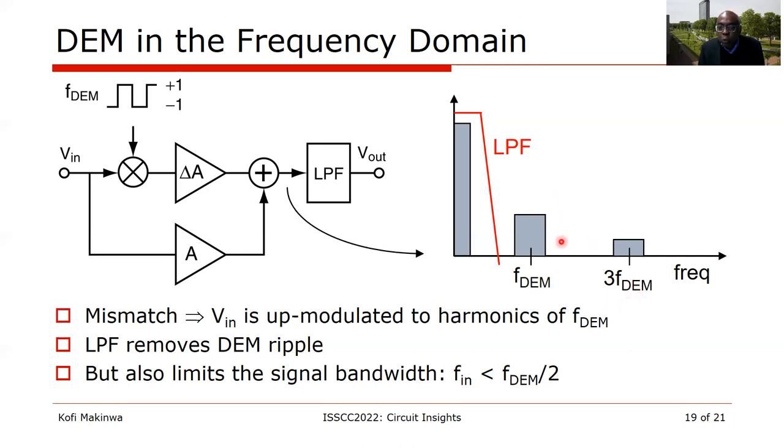And when you look at it in the frequency domain, you can see that in order to avoid these unwanted components from contaminating our low frequency signal V in, we need to design our low pass filter like this, the red curve, so that it rejects all the components at harmonics of the dem frequency. But there's a downside, because now you can clearly see that this low pass filter also limits the signal bandwidth. And in order to prevent intermodulation distortion, we have to strictly observe this inequality that the input frequency must be less than the dem frequency divided by 2.